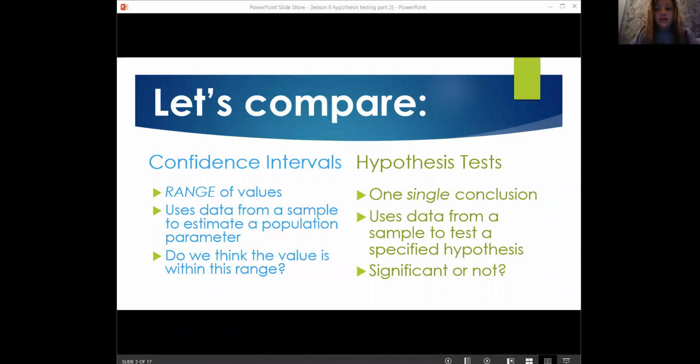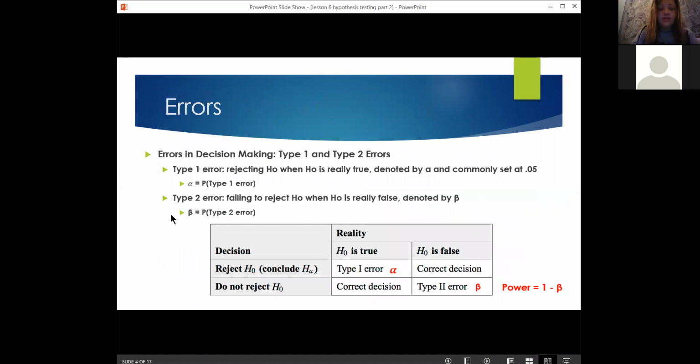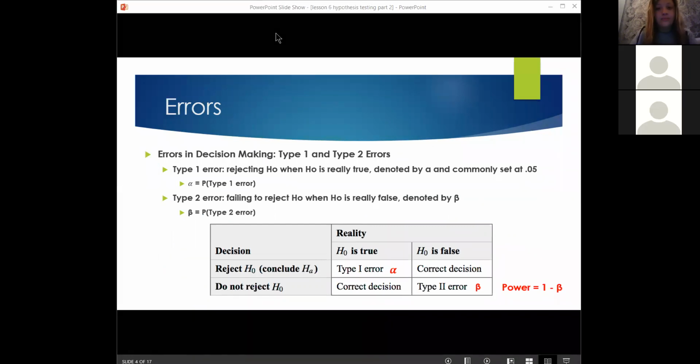Let's keep on going. When we're talking about hypothesis testing, we want to make sure that we talk about errors, and understand the different issues that we can have when we are doing hypothesis testing here. With errors, we can either have a type 1 or a type 2 error.